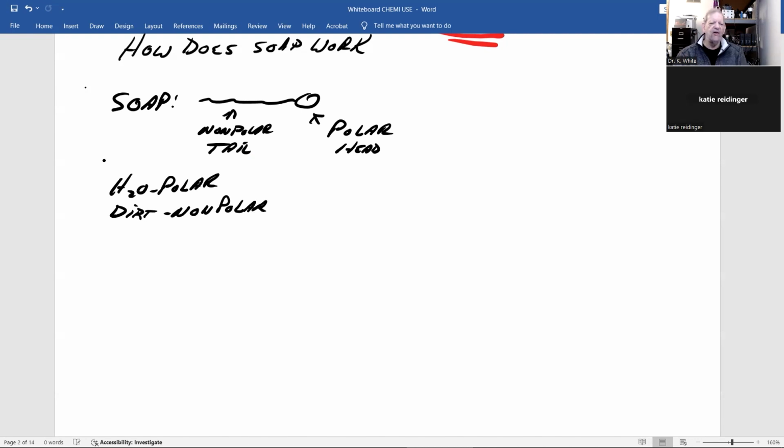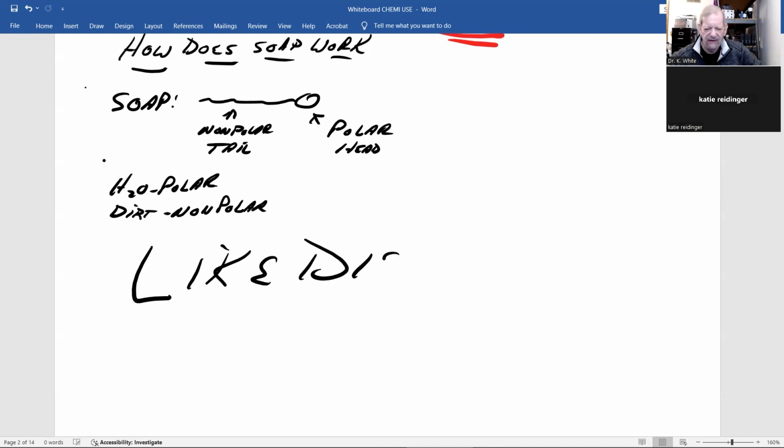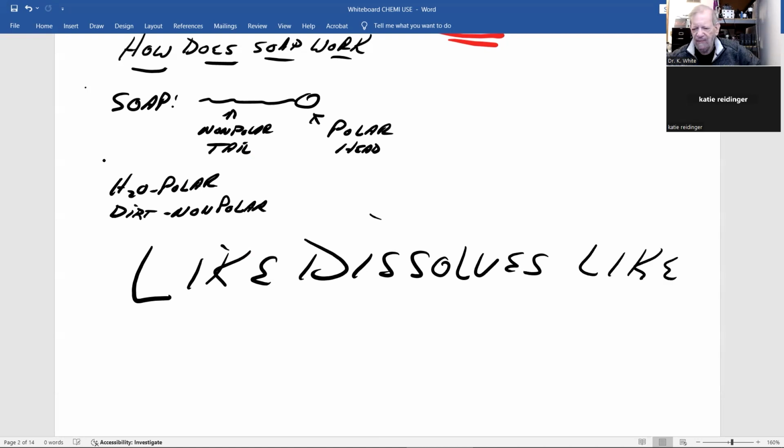And you should know the important piece of the puzzle. How does soap work? Like dissolves like. Polar things are soluble in polar things. Non-polar things are soluble in non-polar things. The two together, polar and non-polar, don't mix. So how does water get the dirt off your hand?